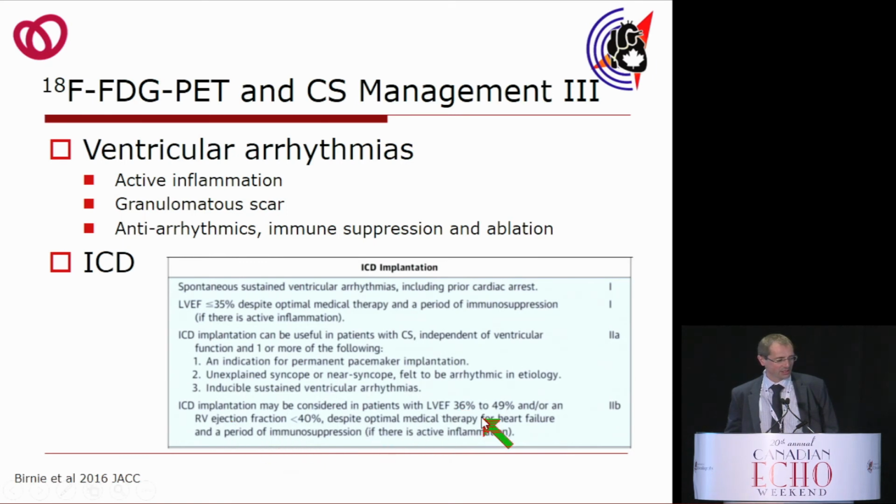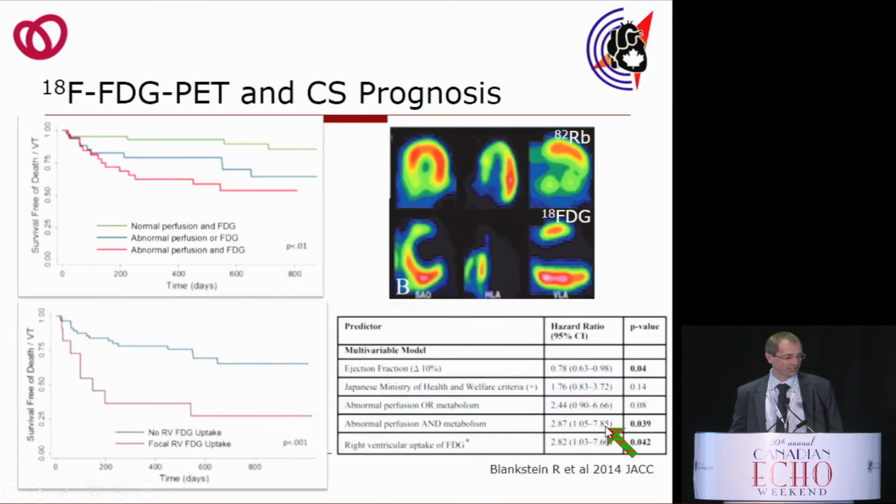The final point really from this chart is this last point, and it brings me to my last slide. But if you see that even if you have a moderate left ventricular impairment, but have impairment of the RV, there is a recommendation, at least it's a 2B recommendation, for these patients to be considered for ICD.